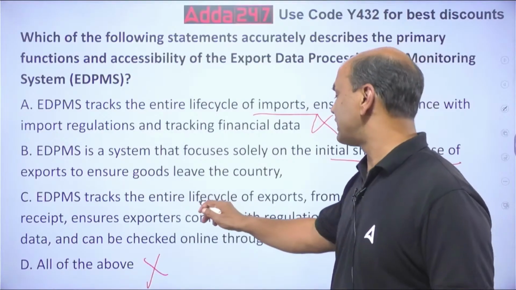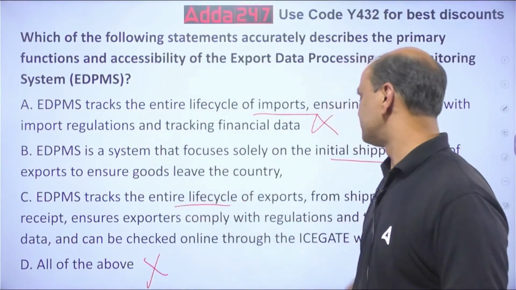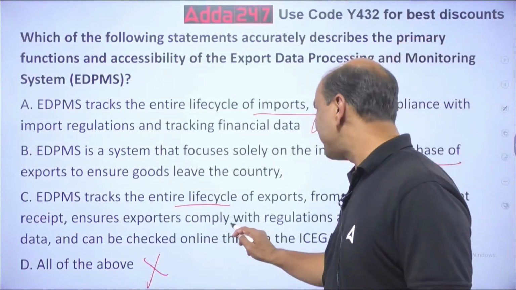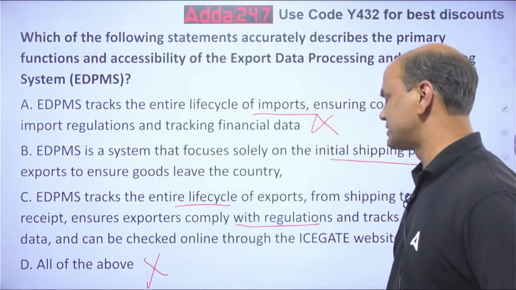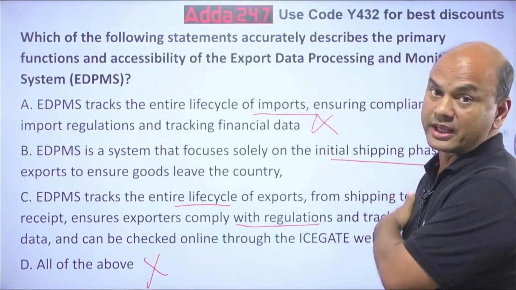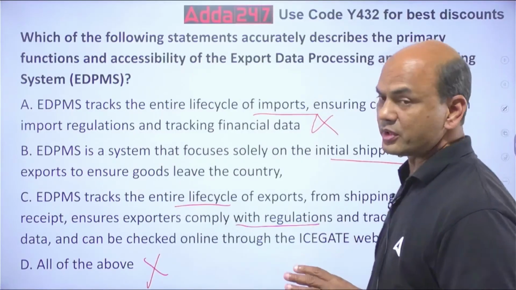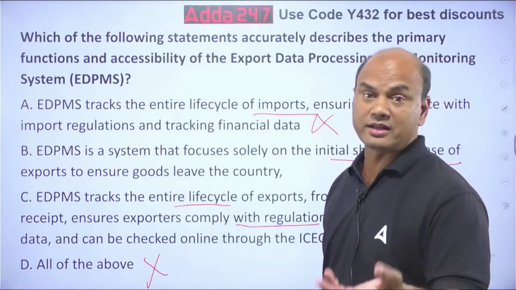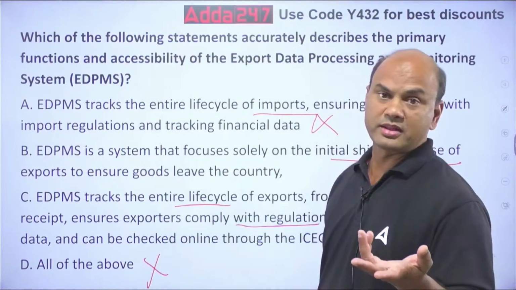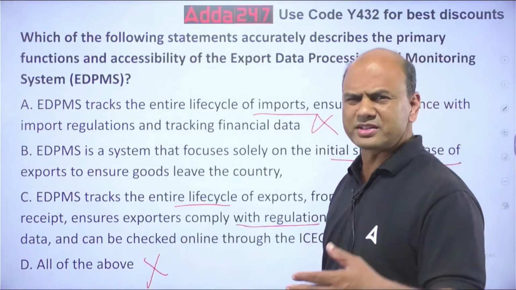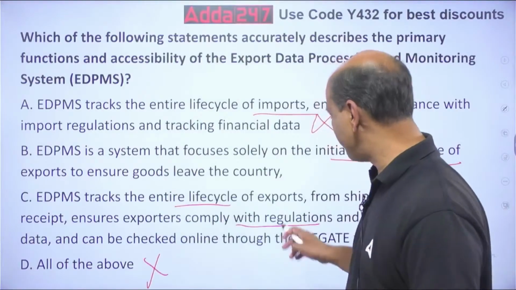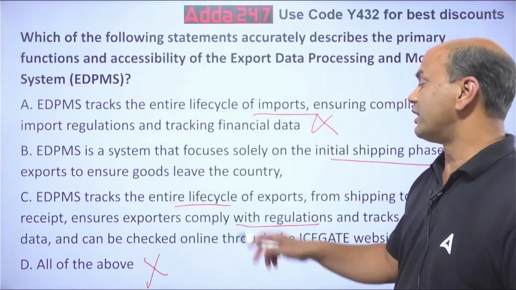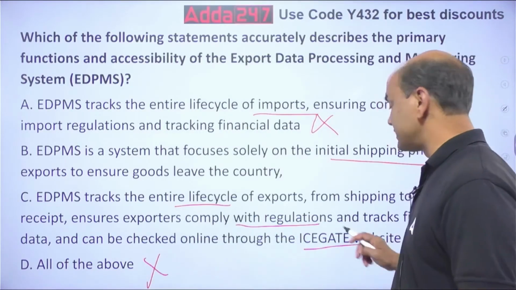EDPMS tracks the entire life cycle of the exports, from shipping to payment receipt, and ensures exporters comply with the regulations. This is also very important: compliance. How will you know whether they comply? XOS reporting. There is a reporting called XOS for exports. If you don't get the shipping bill within the valid time, you have to report it in XOS. That valid time differs from 9 months to 15 months. So you have to report it in XOS, and it tracks financial data and can be checked online through the IceGate website. This is very important, IceGate.